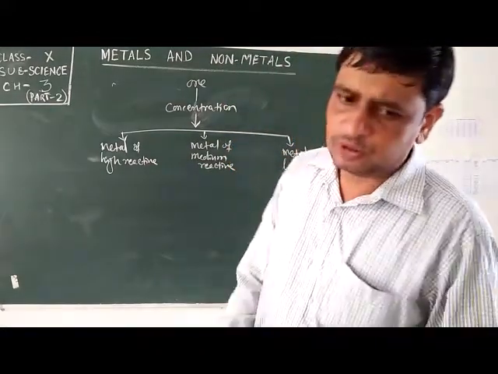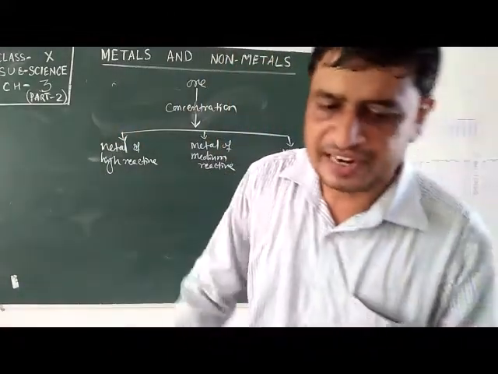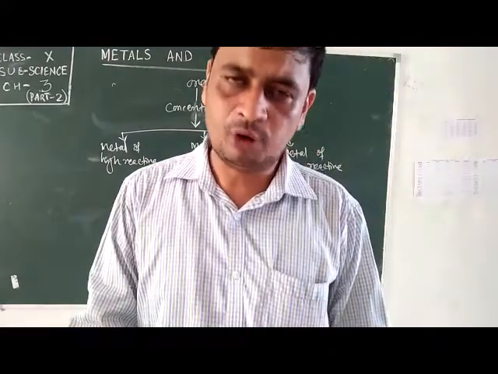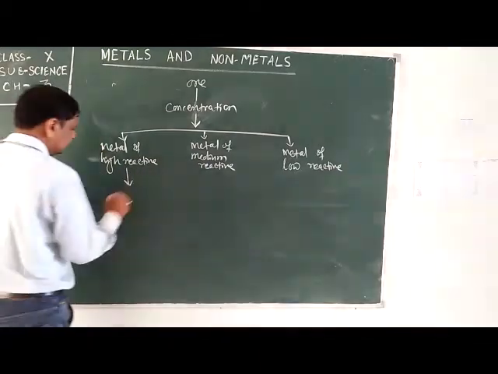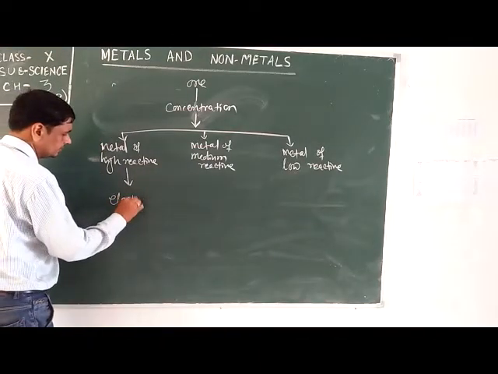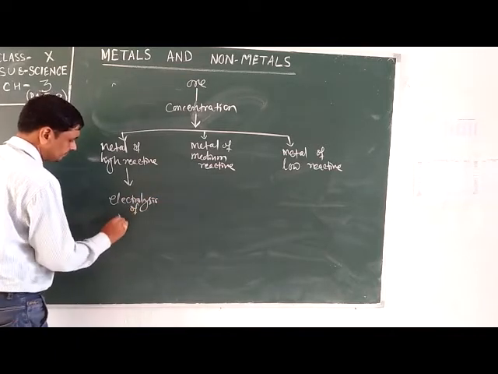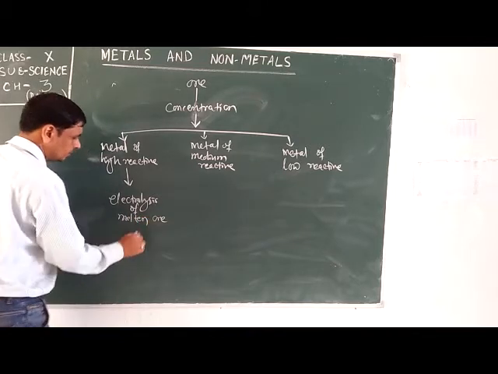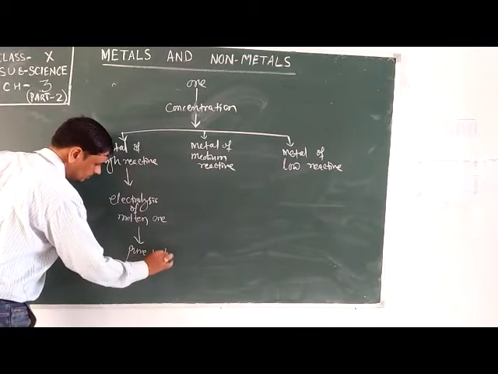After concentration of ore, we get the metal. If the metal is highly reactive, then we will follow electrolysis of molten ore to get pure metal. We will follow electrolysis of molten ore, then we get pure metal.